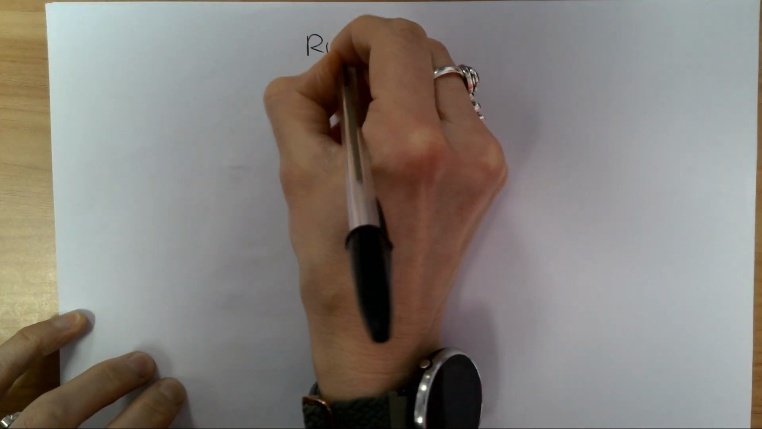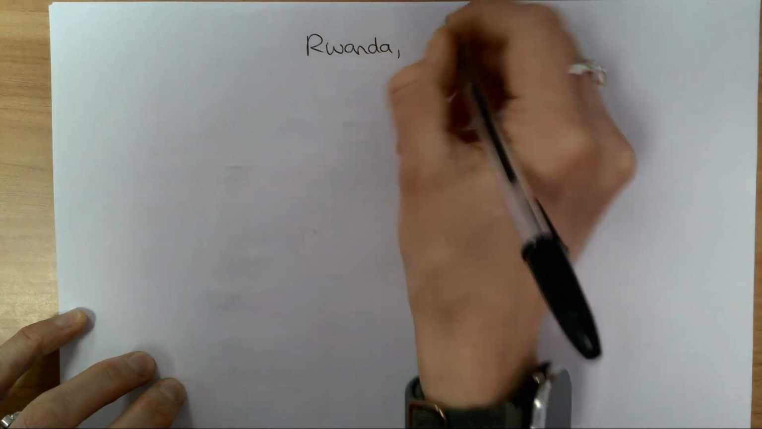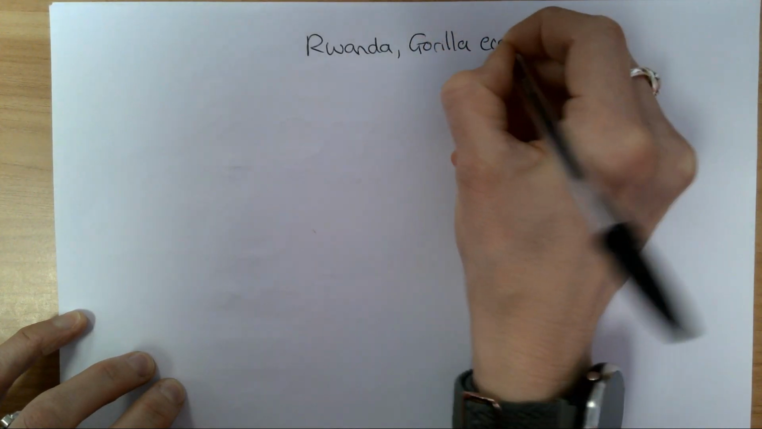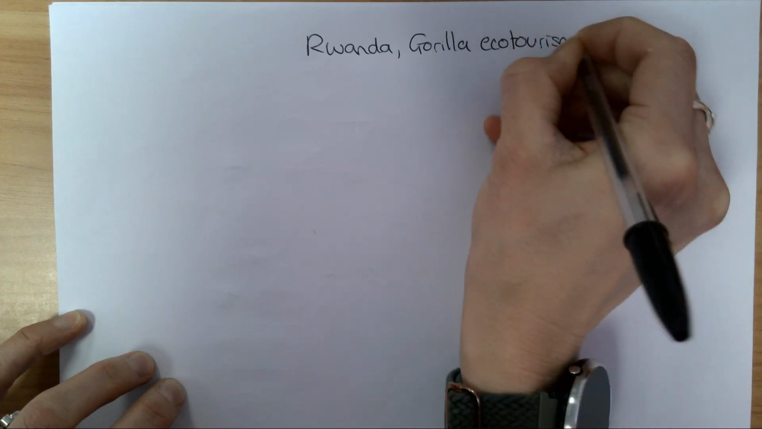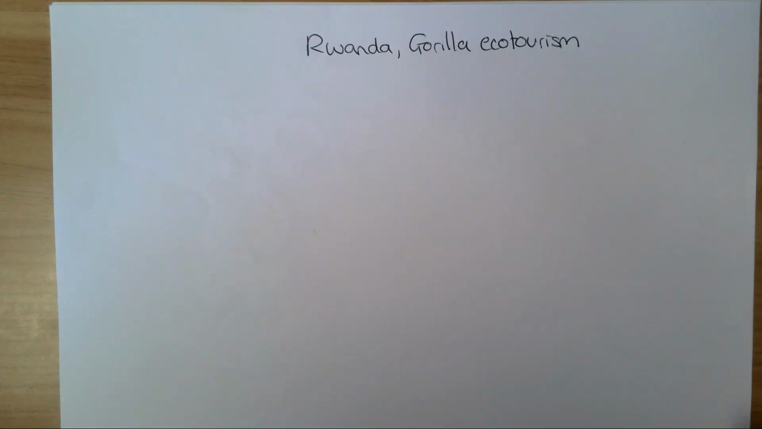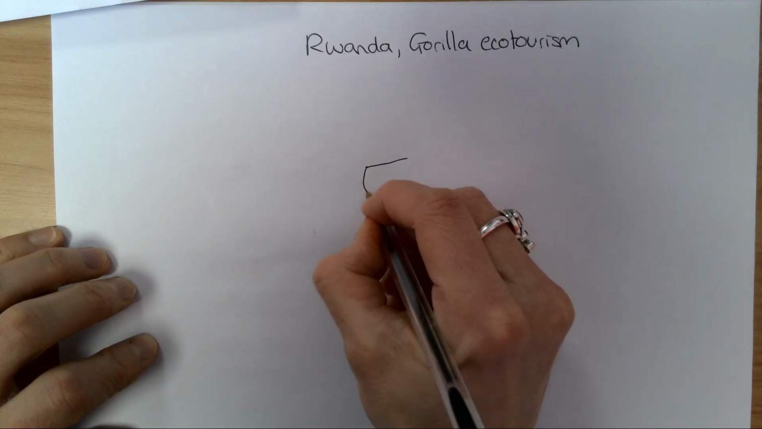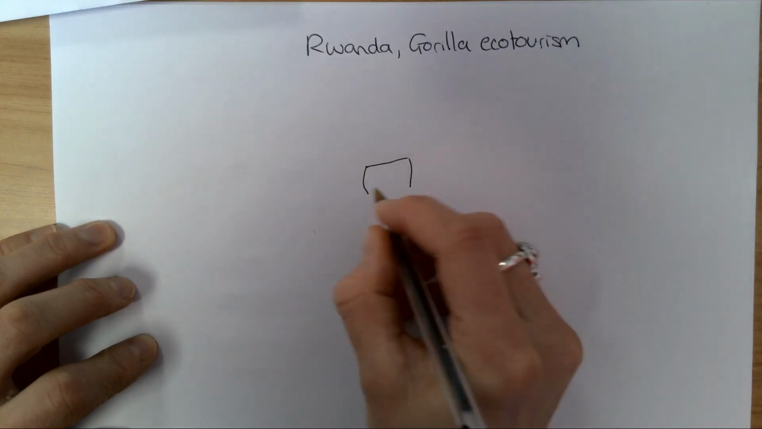Hi all, welcome to a little video recapping how tourism can help reduce the development gap. We have looked at Rwanda and gorilla ecotourism as a strategy to reduce the development gap. So let's begin with the main attraction for ecotourism in this region.